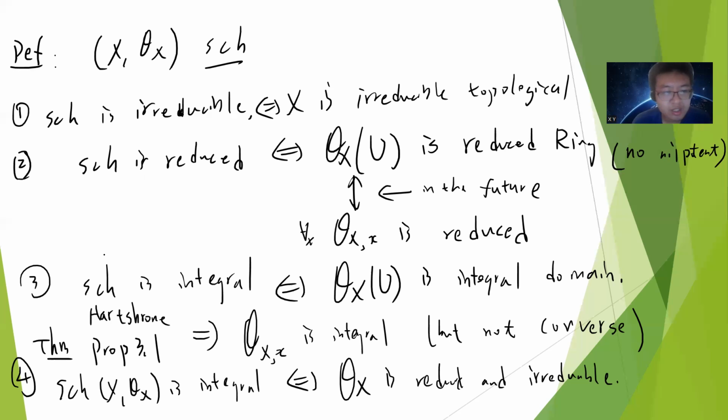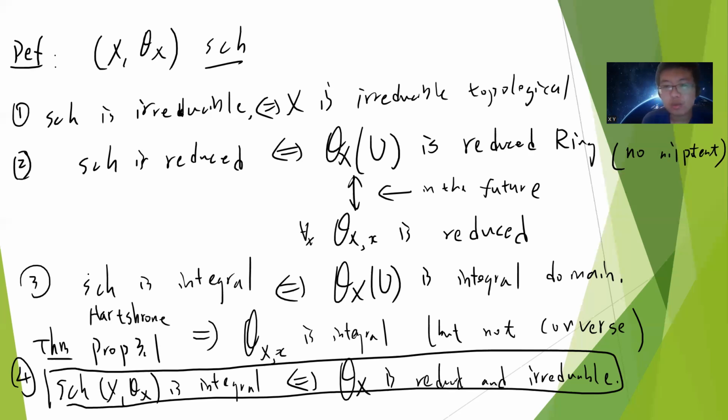And if the scheme is integral, it means that for each open set, the ring of sections is an integral domain. In Hartshorne, Proposition 3.1, or in Vakil, I think there's an exercise that tells you that a scheme (X, O_X) is integral if and only if the scheme is reduced and irreducible. So in this video, I'm going to prove this. This is our goal. You can check out Hartshorne, but the Hartshorne proof requires some exercises.